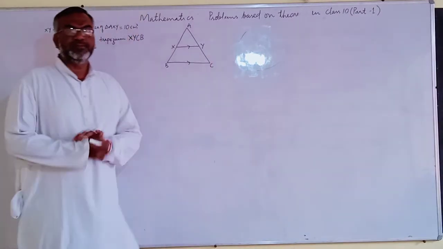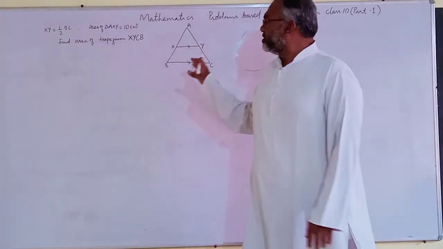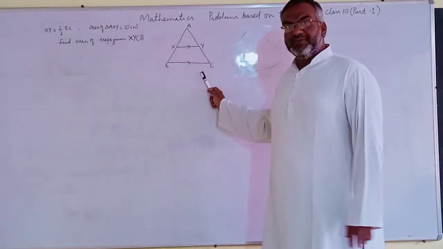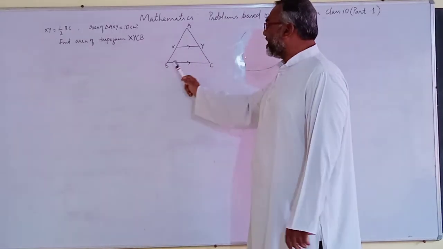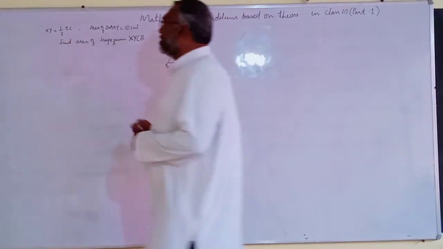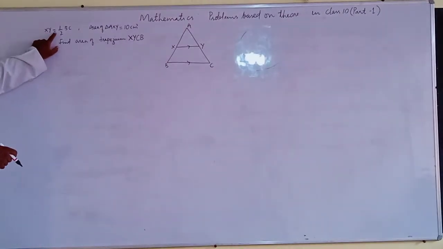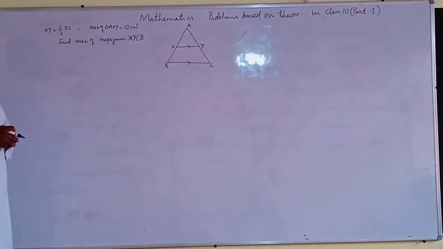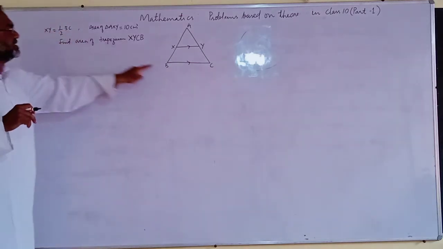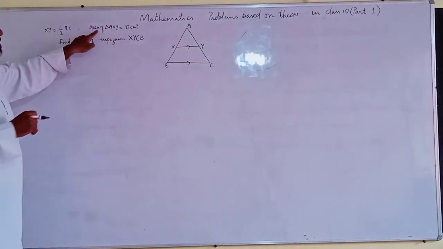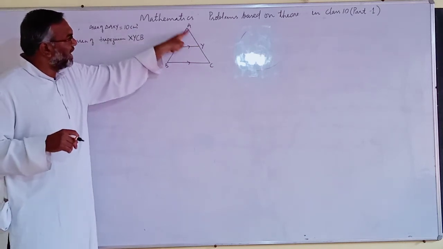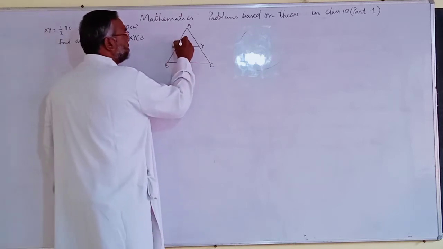Again, the next problem is also related to one theorem which I explained already. And the question is, triangle ABC is given. In this triangle ABC, XY is parallel to BC. And the length of XY is half of BC. This is also given. And the area of triangle AXY is given, which is 10 square centimeter.